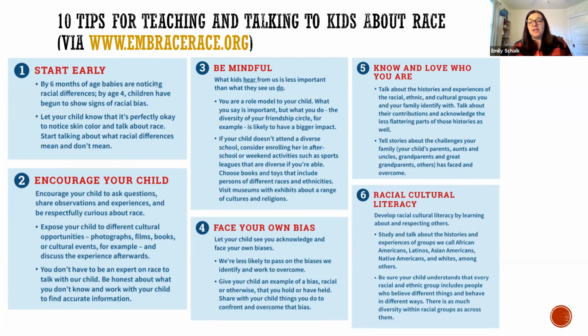The sixth thing is what we're touching on today, which is racial cultural literacy. Develop racial cultural literacy by learning about and respecting others, such as making sure your children understand that every racial and ethnic group includes people who believe different things. There's as much diversity within racial groups as across them. The more that children are exposed to these cultural differences, the better they will be able to understand how they fit into their world.